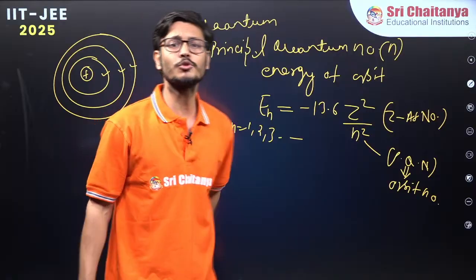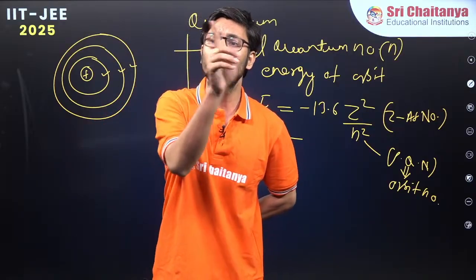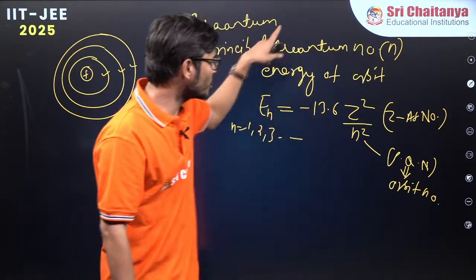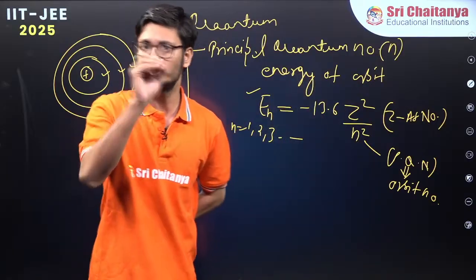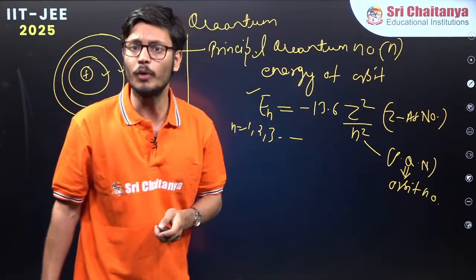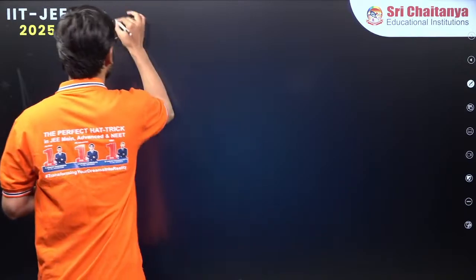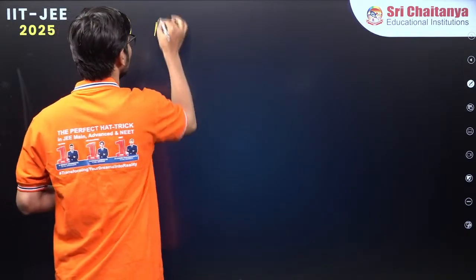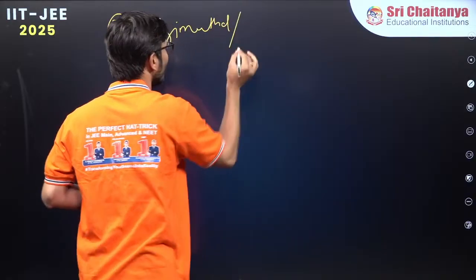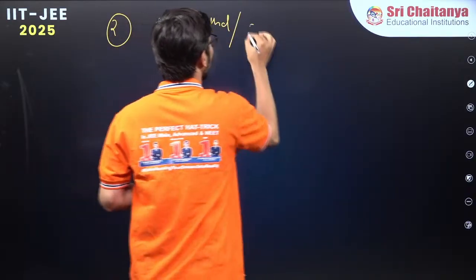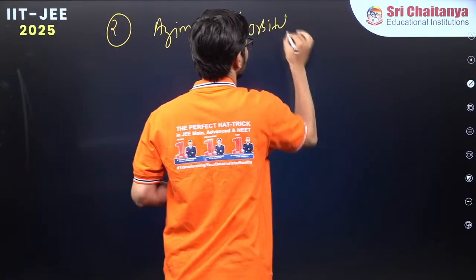So this is the first quantum number, which is a solution of the Schrodinger equation. With the help of this quantum number, we find the energy of a given orbit. What is the second quantum number? The second quantum number is called the azimuthal quantum number or the orbital angular momentum quantum number.